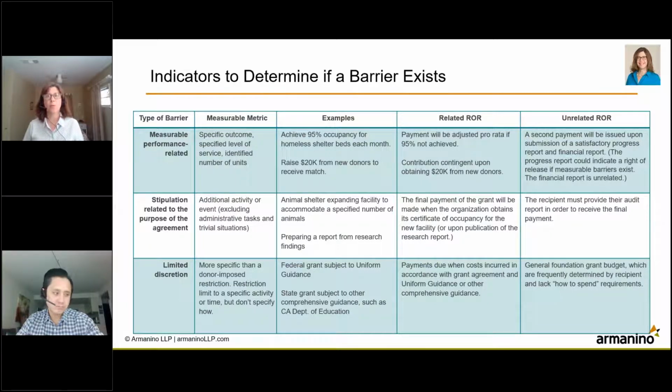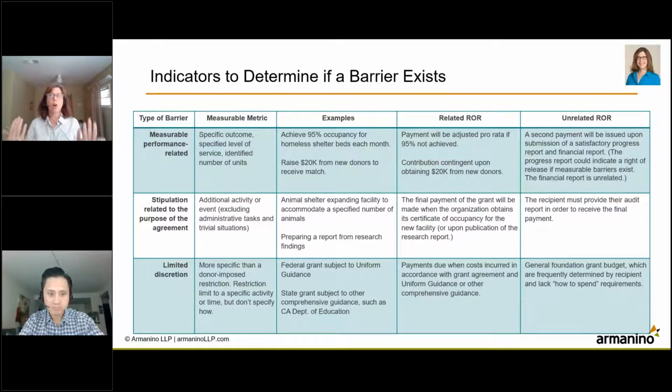Occasionally, foundation grants will say that you have to have approval from the foundation to change a budget. That might not need to be looked at, but it still might not constitute limited discretion if it really doesn't get into how it's spent.